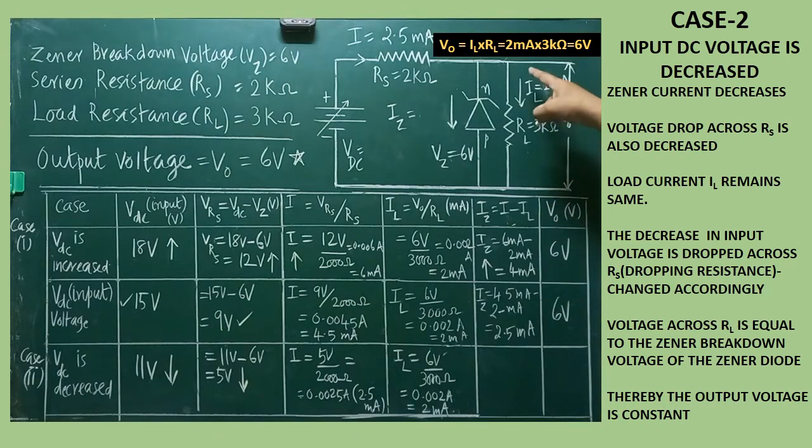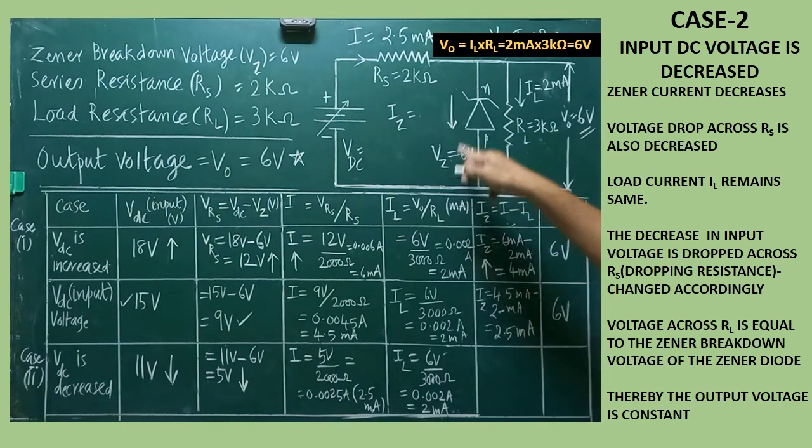Are you clear? Since the constant current is flowing, 2 into 3 kilo ohm. As per Ohm's law, we have to write, VO is equal to the load current into RL. Both of them must be constant. Only then you will get the constant output voltage. IL is 2 milliampere and RL is 3 kilo ohm. If you multiply both, you will get 6 volt. Make a note. Constant current is flowing.